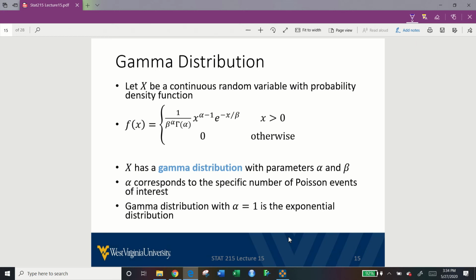I do want to take a second to note something about the PDF for the gamma distribution. If you look online, you may see a slight variation of this. That's okay, they're equivalent functions, but I know in my graduate work, depending on which textbook I used, the gamma function PDF would be slightly different. They are technically all equivalent. For this course, we're going to focus on this PDF.